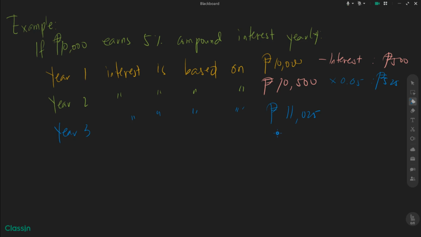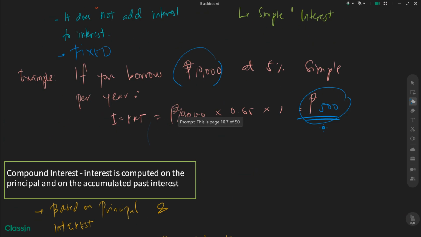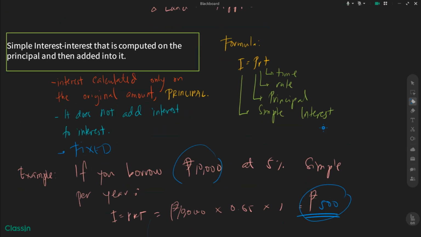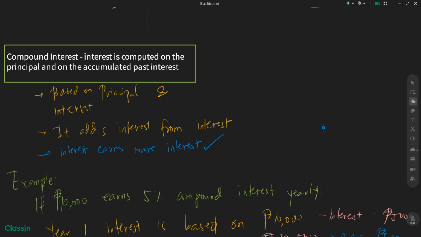So for year three, your interest will be based on 11,025 pesos because it is from the original amount and the interest that you have earned in the previous years. This makes compound interest grow exponentially. So again, for compound interest, it adds interest from interest. For simple interest, it doesn't add interest to interest. So for simple interest, the interest is calculated only on the original amount, which is the principal. While for compound interest, your interest will be computed based on the original amount and the interest that you have earned in the previous or past periods.